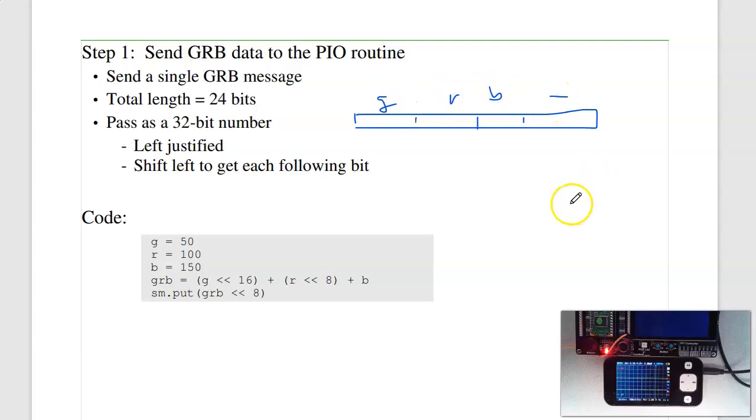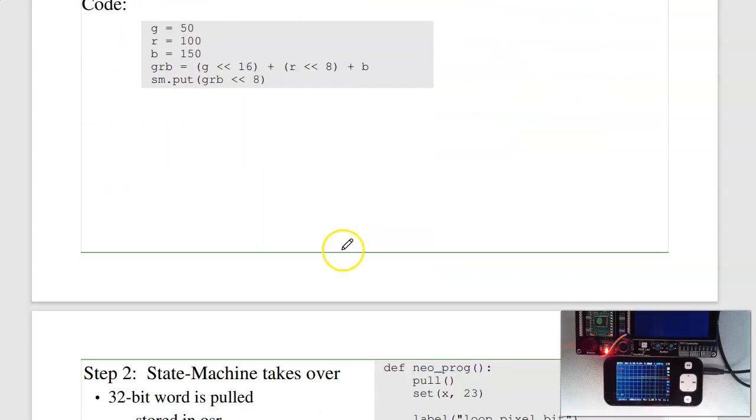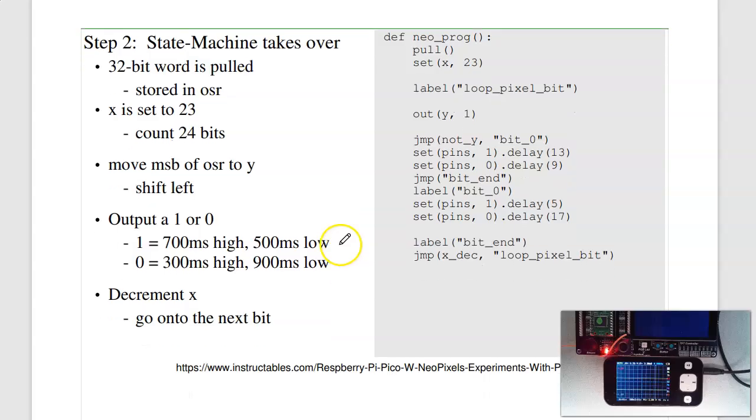That's not used. So to do that, I'll specify the color, green, red, blue, shift them into a 32-bit number, shift it 8 times, which gives you these fields. And then this is the state machine put that puts this number onto the stack. Inside the state machine, every time I do that, that's going to trigger the state machine. I'll pull that number out of the stack. I'll store the number 23 into X. That's basically shipped out 24 bits.